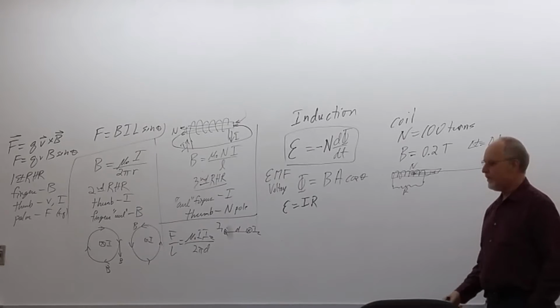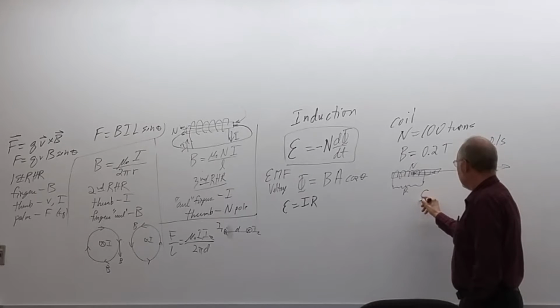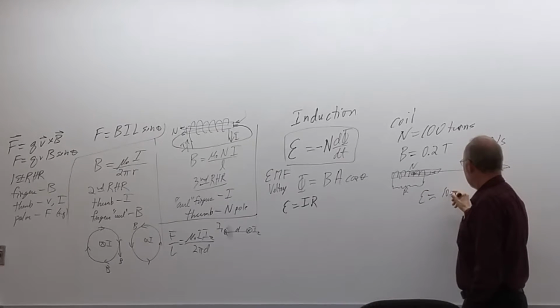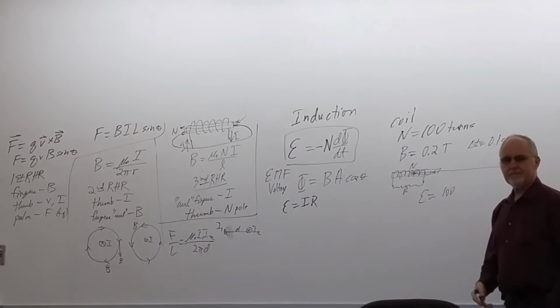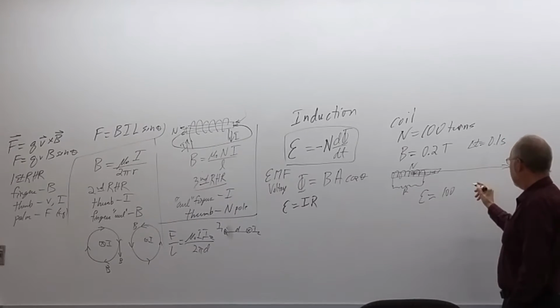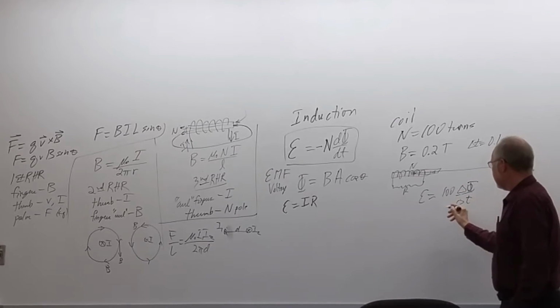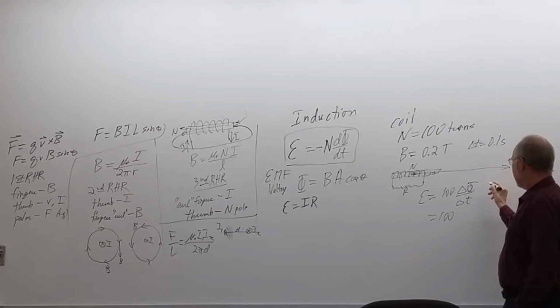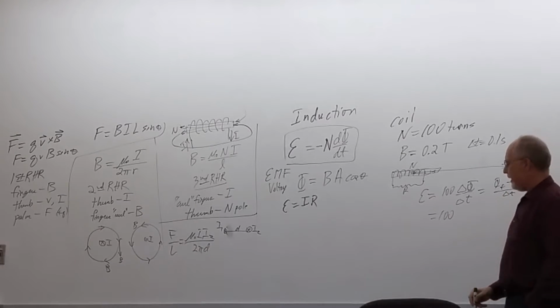What's going to be the induced voltage in this circuit? Well, the induced voltage would be the number of turns, and instead of d phi dt, since I don't have an equation to take a derivative of, it's just a change in the flux with respect to time. So I've got my 100, and the final flux minus the initial flux, over the time it takes to do that.